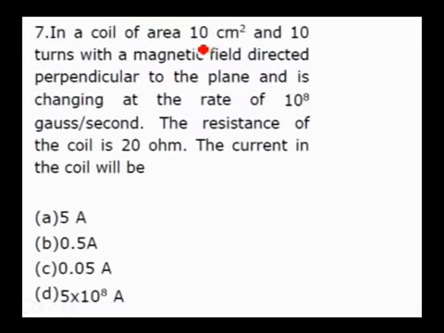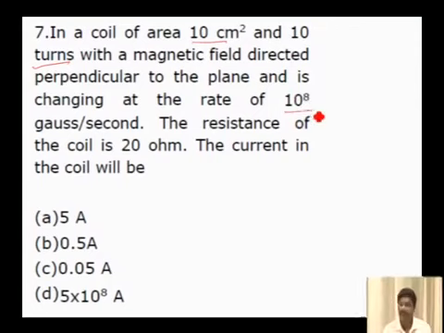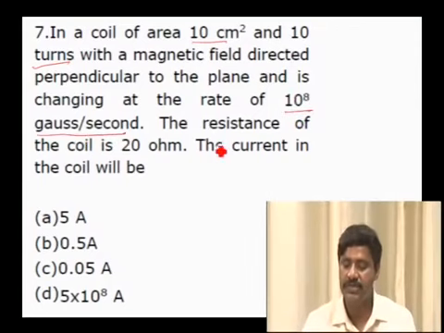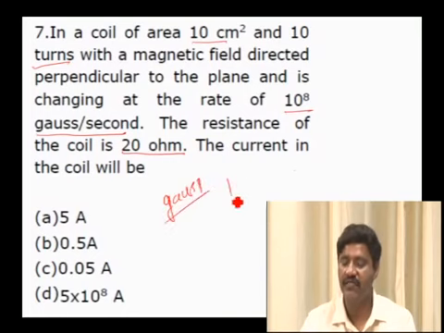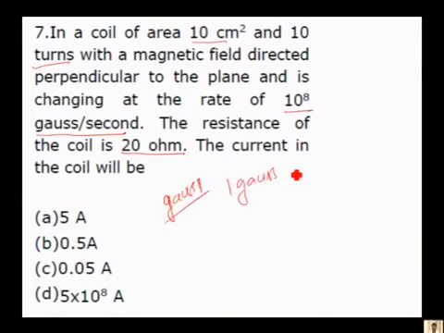Now, a coil of area 10 centimeter square having number of turns 10 is placed in a field changing at the rate of 10 power 8 Gauss per second, and the resistance of the coil is 20 ohm. What is the current in the coil? There is one extra unit you have seen, it is Gauss. Gauss is actually the CGS unit of magnetic field, and 1 Gauss is equal to 10 power minus 4 Tesla. Now what is the amount of the current in the coil here?